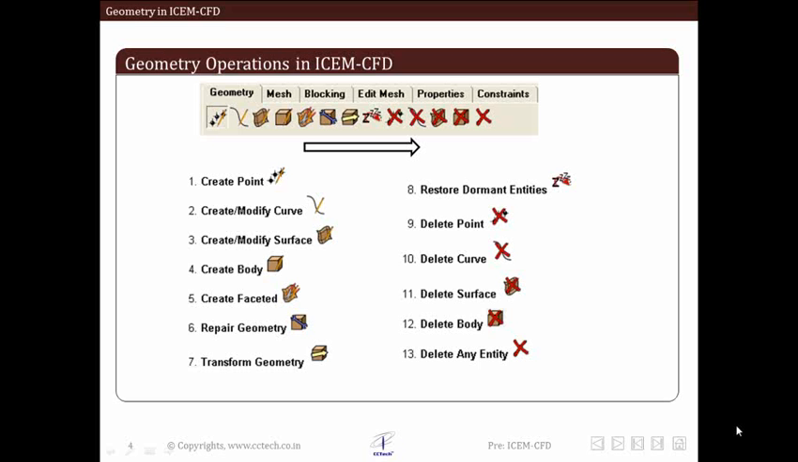Now let us take a flavor of different options available in ICEM CFD for geometry creation. Go to Geometry Functions tab and click on Geometry tab, which will expand to different geometry creation, geometry modification, and geometry fixing options. The following are the options as we proceed from left to right. Create point, create modify curve, create modify surface, create body, create faceted, repair geometry, transform geometry, restore dormant entities, delete point, delete curve, delete surface, delete body, and delete any entity.